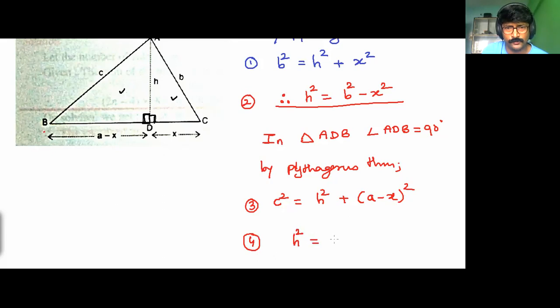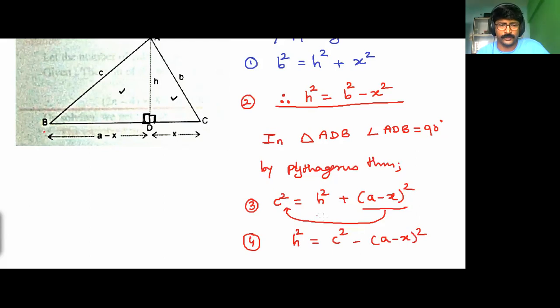Again over here, if we make h square the subject, what will it become? h square is equal to c square minus a minus x the whole square. I'm just shifting this term to the other side of the equation, isn't it? So this positive term became negative. Are you getting it? It's very simple, guys.